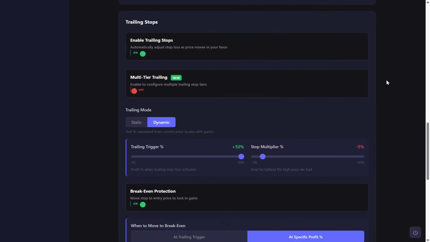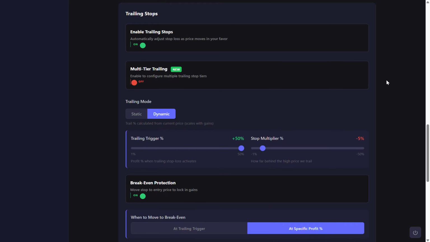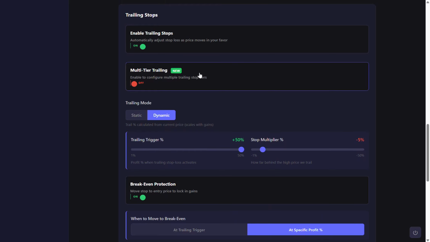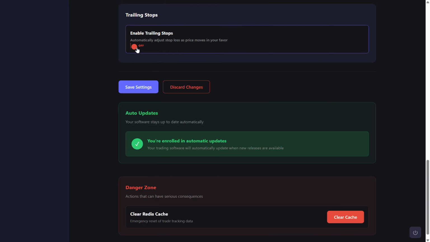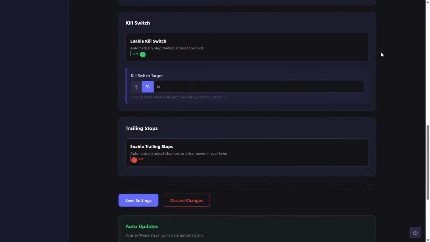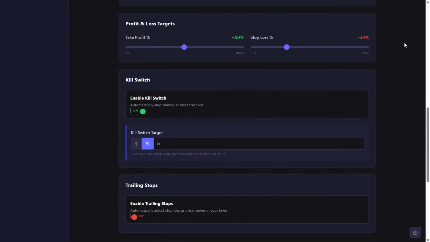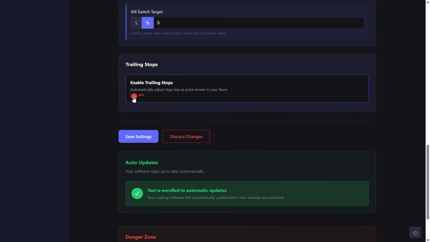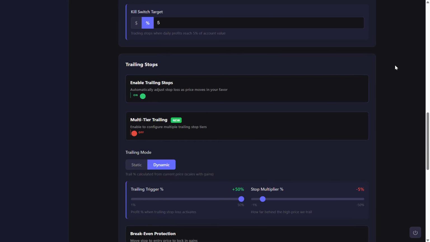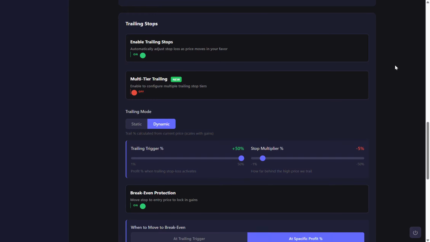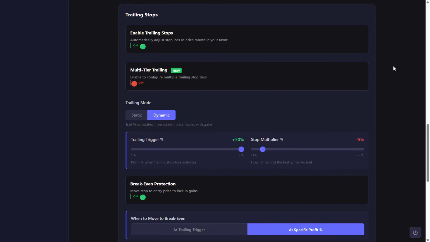All right, so for trailing stops, we have 2 different options for these. Okay, so again, if this is off, you can have your set target. If it's on, then you're not going to have a profit target that's going to take you out of the trade. Instead, you're going to have a trailing stop that will trail the price as it moves upwards and catch it as it moves back. So this is a trailing trigger, okay?